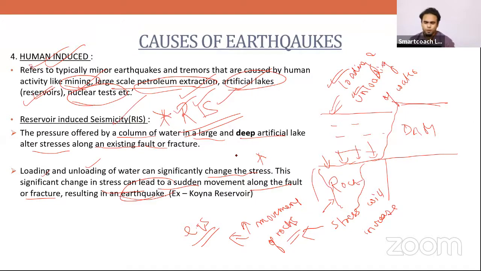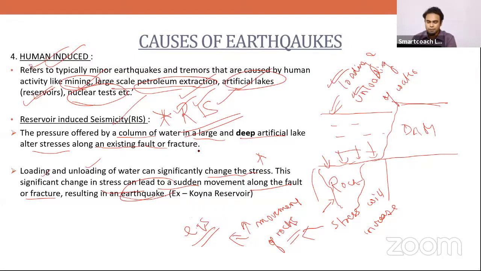We were on the topic of loading and unloading, right? For example, we have understood this: loading and unloading will change the stress. As a result of the change in the stress, what will happen? Movement along the fracture will take place. That is, a movement of the rock will take place, which will in turn result in an earthquake.